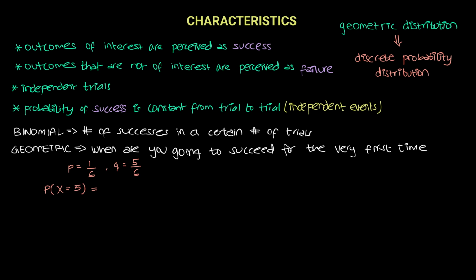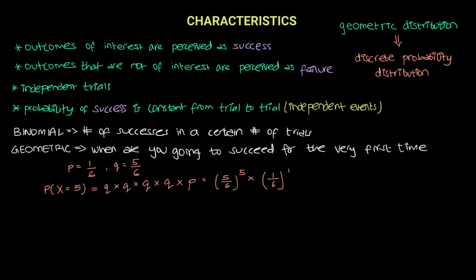That means the first 4 trials we are failing. Doesn't that mean we are failing in the first trial, failing in the second trial, failing in the third trial, failing in the 4th trial, but succeeding in the 5th trial? So that means there are 4 failures, so we raise 5/6 to the power of 4, and then we have 1 success right at the end, which is the probability of success. This will give the probability of getting a 6 in the 5th trial, or the probability of succeeding in the 5th trial. This is what our geometric distribution tells us.